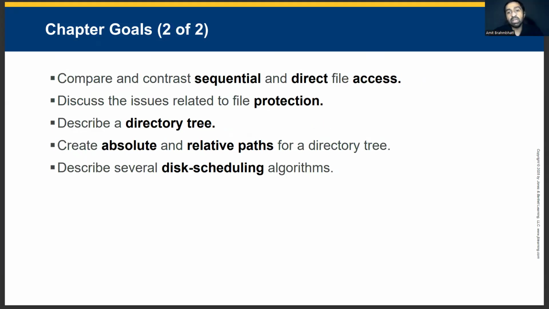We compare sequential and direct file access methods and discuss issues related to file protection, especially in multi-user environments. We then explore directory trees and learn how to construct absolute and relative paths. Finally, we'll look at several disk scheduling algorithms, which determine the order in which disk requests are handled to improve efficiency.